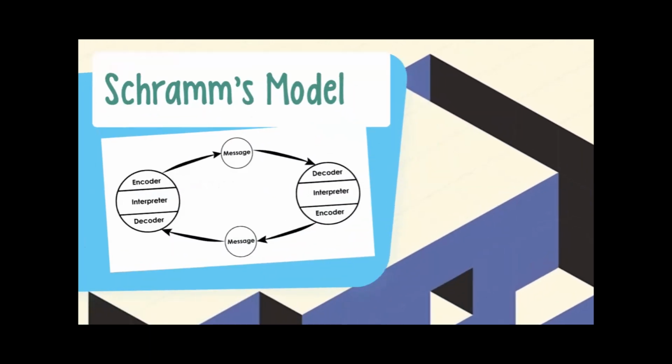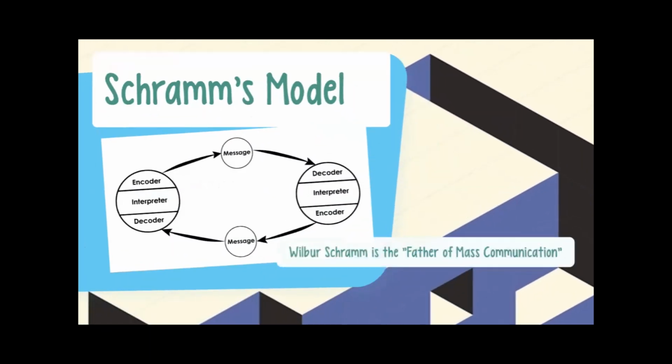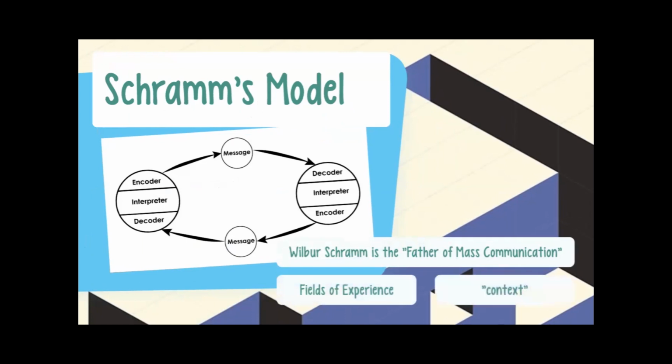Wilbur Schramm, an expert known as the father of mass communication, introduced the interactive model in 1954, which was groundbreaking at the time since it introduced the communicators' fields of experience. Schramm also took into account context. Context refers to the setting in which the communication situation takes place, while fields of experience refer to the cultural background and other frames of experience that an individual may bring into the interaction.